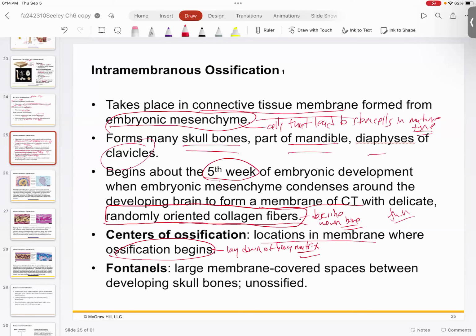So a good example, a leftover of this process in the skull bones, is when a newborn has little soft spots in their head, the fontanelles, right? So these open spaces are large membrane covered spaces where the skull bones have not yet ossified. They're still growing together. But these are connective tissue membranes.